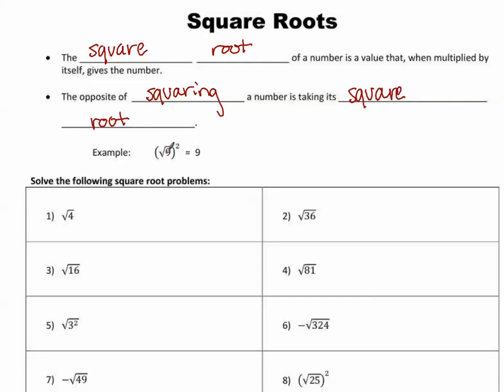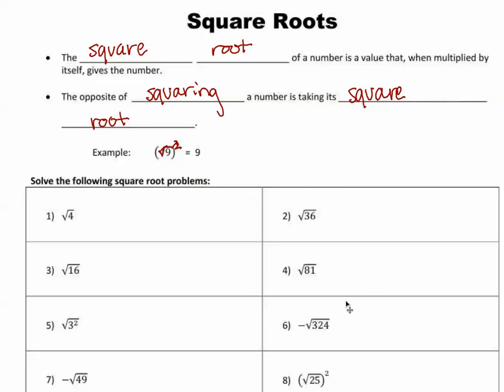For example, you have the square root of 9 squared. These two cancel, leaving you with just what's left under the house, which is 9.